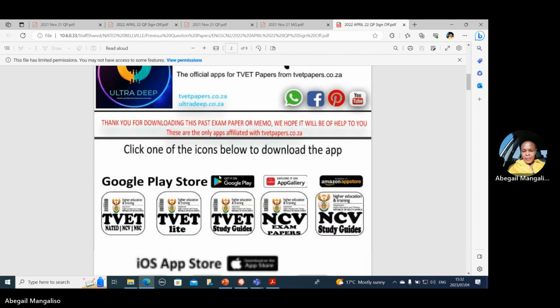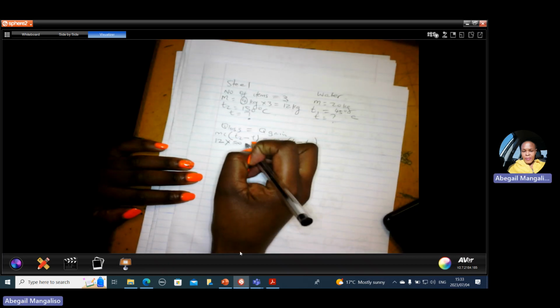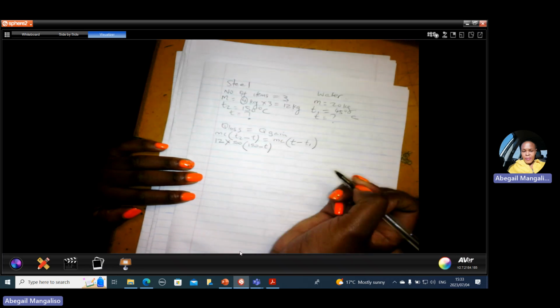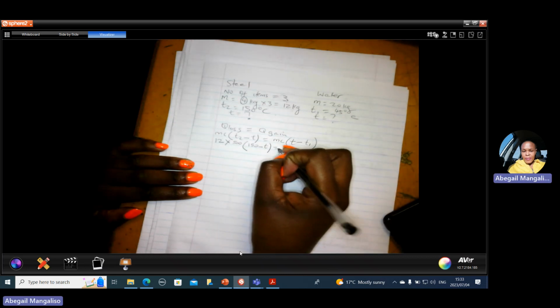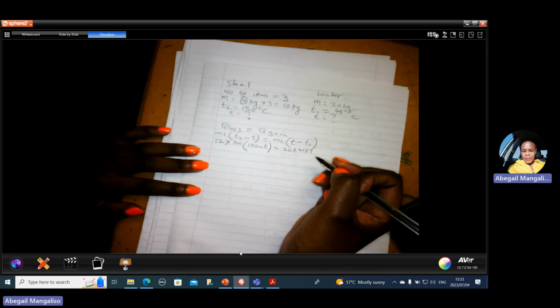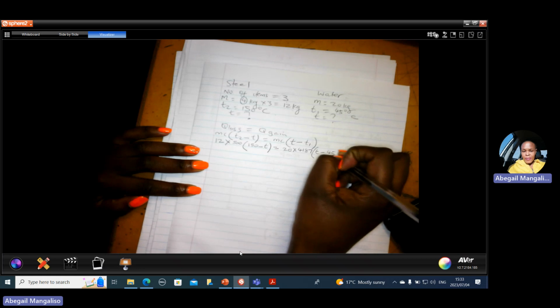This is the table. Specific capacity of steel is 500. We have steel and water. Specific capacity of water is 4,187. So we can substitute. This side is 500 into bigger temperature 150 minus smaller temperature is what we're looking for. Equal to mass of water is 20, multiply by capacity of water is 4187 from the table, into, we don't know what is the bigger temperature, but it's starting from 45. So the only unknown here is this T.